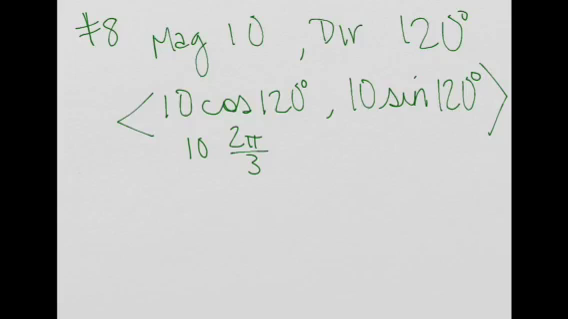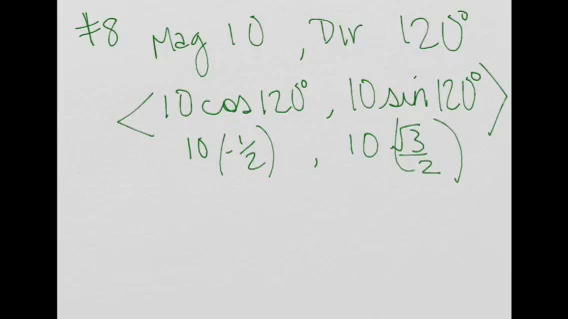Did I say that? No. Oh, undo. Sorry. That was dumb. 120 degrees is 2 pi over 3. I did not write the cosine. I wrote the angle. So the cosine is negative 1/2. So it'd be 10 times root 3 over 2 here, because the sine of 120 degrees is root 3 over 2. Sorry, y'all. Brain fart. So my component form would be negative 5, 5 root 3. Okay, you should be able to do the rest of those, 9 and 10.